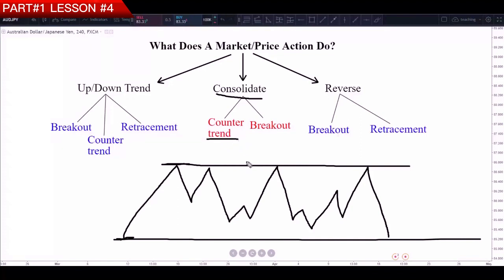Well, we can trade that based on counter trend. And what that would be is just taking trades at previous resistance or at previous support. That would be an example of counter trend trades in consolidation. The reason it would be counter trend is because while we're in a period of consolidation, we're not really trending. So in consolidation, we can trade based around counter trend or breakout trades.